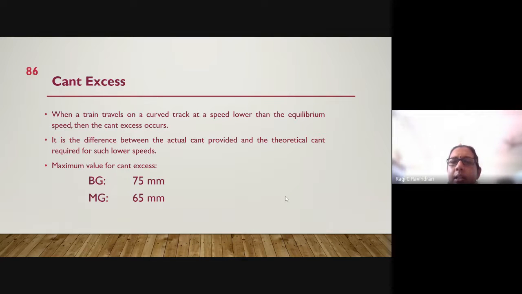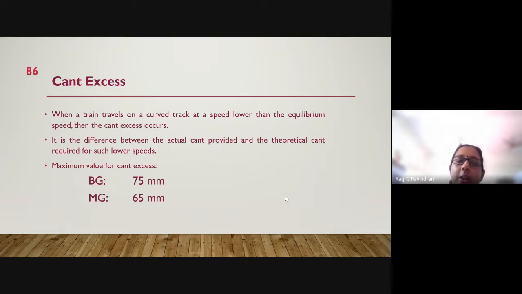So in the last classes we have discussed what exactly is cant or super elevation, and after that we have discussed the cant deficiency, right? Not always will we be able to provide the theoretical cant on a railway track section. So whenever we reduce the cant from the theoretical value and provide a lesser amount of cant, then there will be a cant deficiency that we have discussed in the last class. Now let's see what is cant excess.